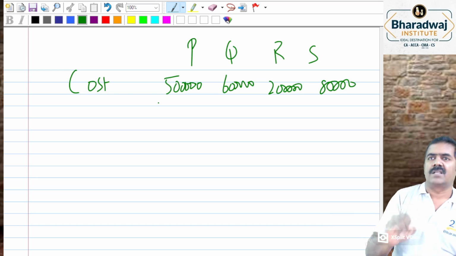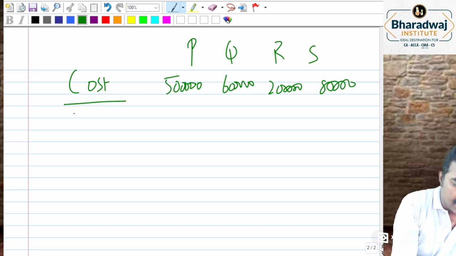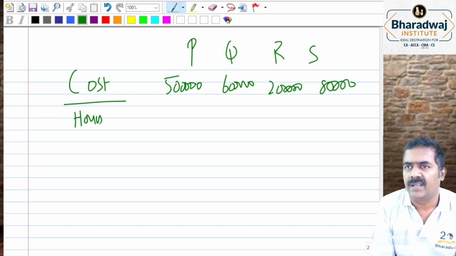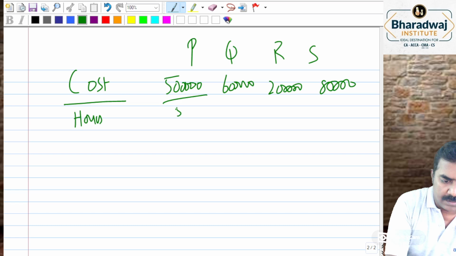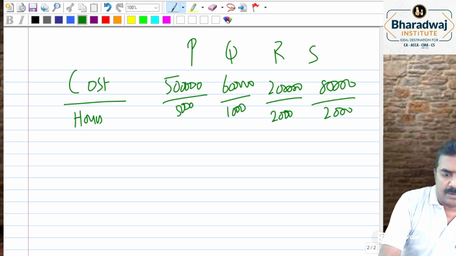Then how to charge the customer? Based on this, how to charge the customer? Total cost, normally we used to work out divided by number of hours. Let us assume this is operated for 5,000 hours. This is operated for 1,000 hours. This is operated for 2,000 hours. This is operated for about 2,000 hours again. Now what is the cost per hour?